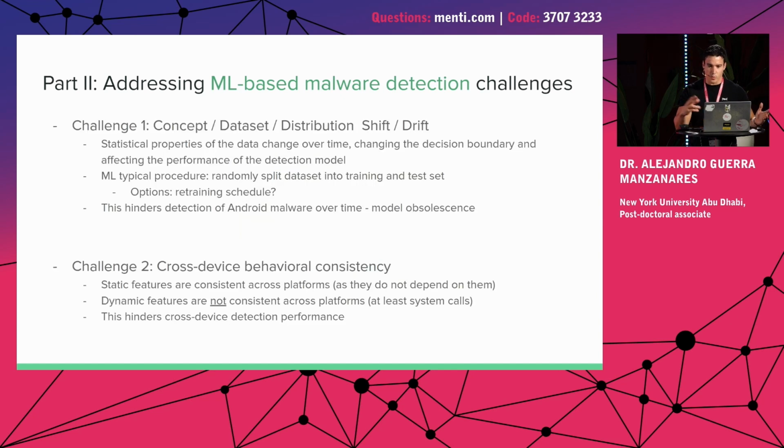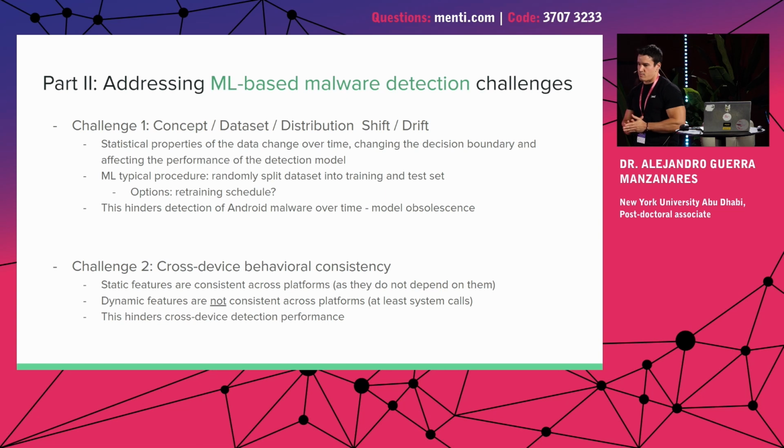But there were two main challenges that were not addressed, at least for mobile malware detection. In other fields this is very well known. One is concept shift, concept drift, dataset shift, dataset drift, distribution shift, distribution drift. Basically, the statistical properties of the data change over time, meaning a model built 1 year ago stops working on new data, because the new data cannot be modeled in the same way. If you keep the same model, at some point it will fail.